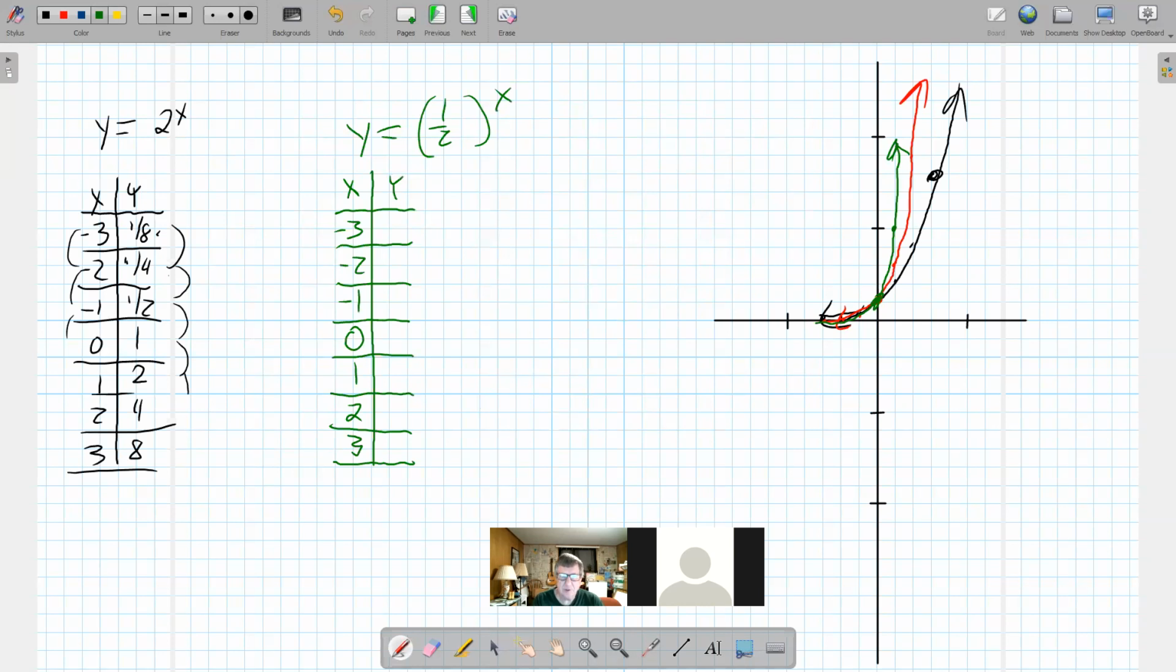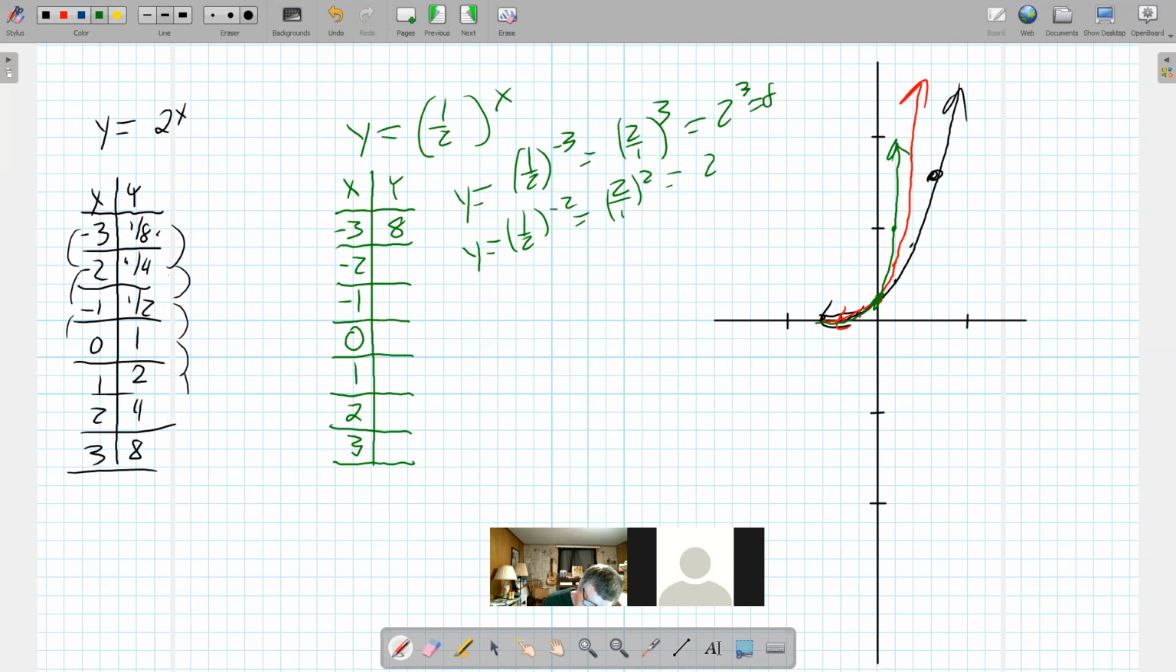Now, be careful. So y equals 1/2 to the x power. If x is -3, we get y equals 1/2 to the -3 power, which is 2/1 to the +3 power, right? The reciprocal of the base, and then you change the sign of the exponent, which is 2 cubed, which is 8. Okay. If x is -2, y equals 1/2 to the -2 power, which is 2/1 to the 2 power, which is 2 squared, which is 4.